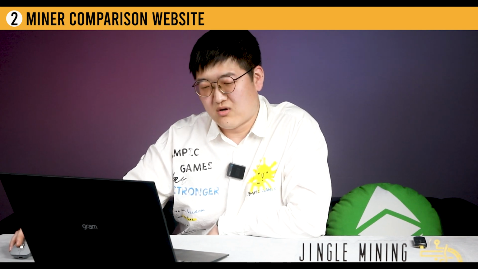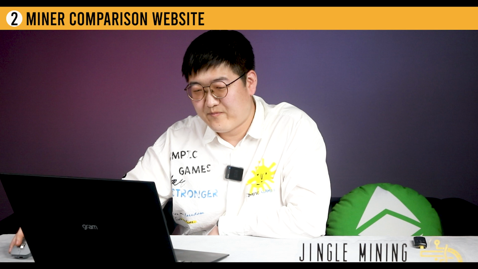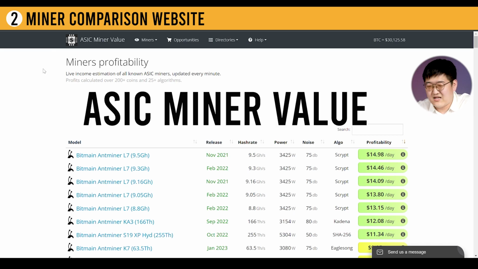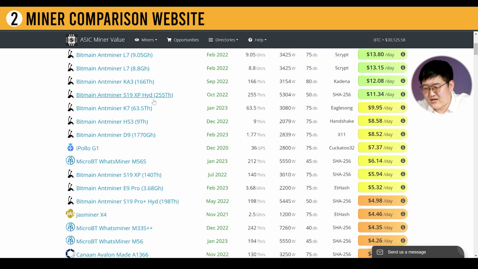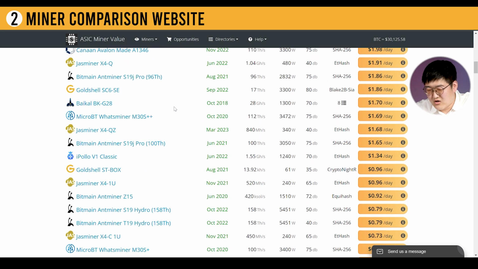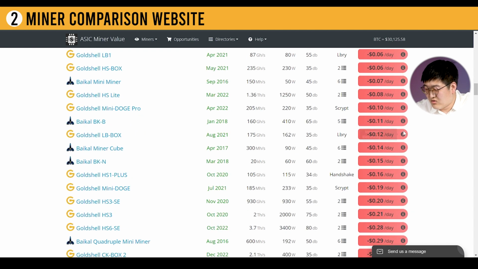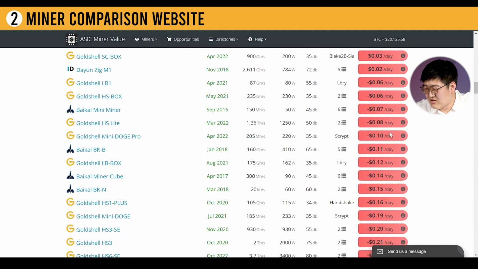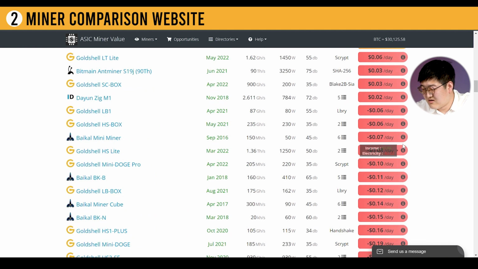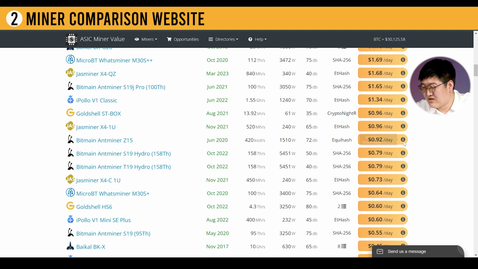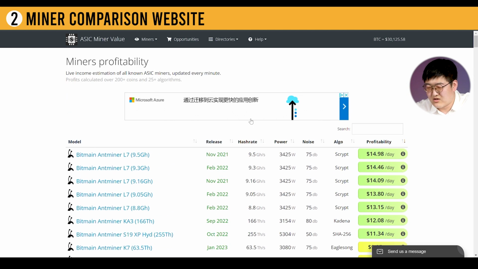Here are 2 websites for your miner profitability. The first one, which is the biggest, is ASIC miner value. It has included almost all the brands and almost all the products. At the back, in the last column, you can see the daily income calculated, as well as the electricity fee based on 0.1 US dollar.